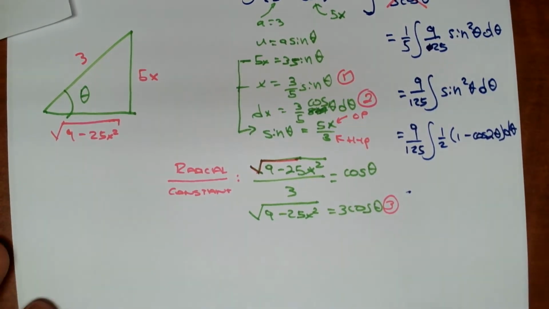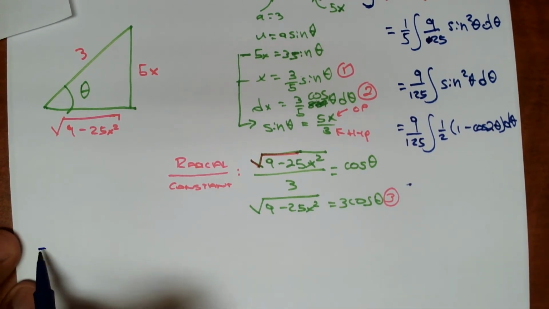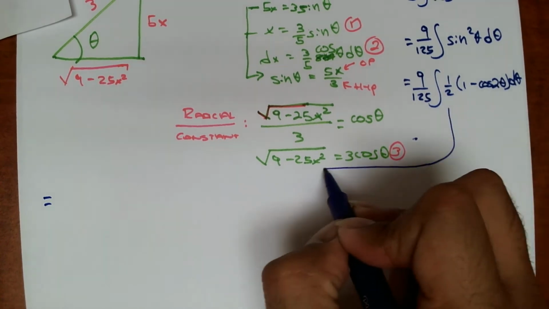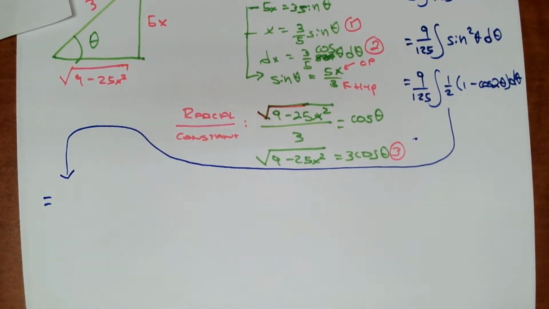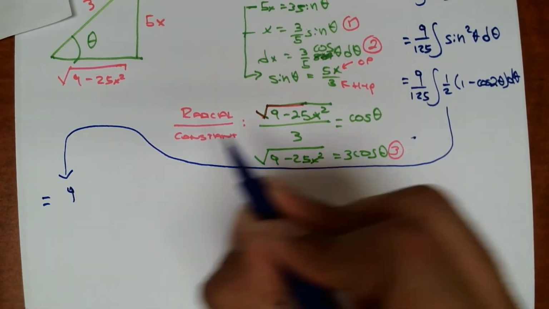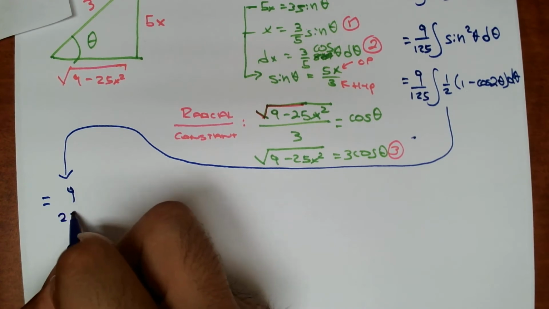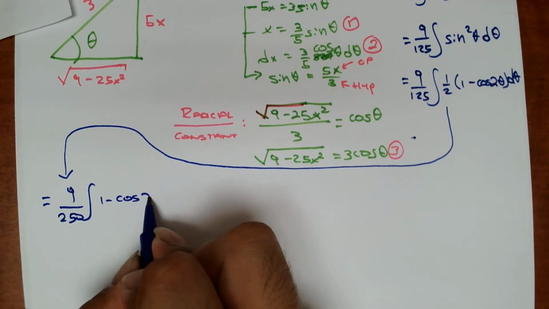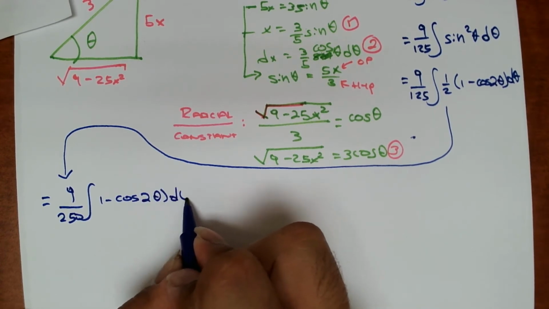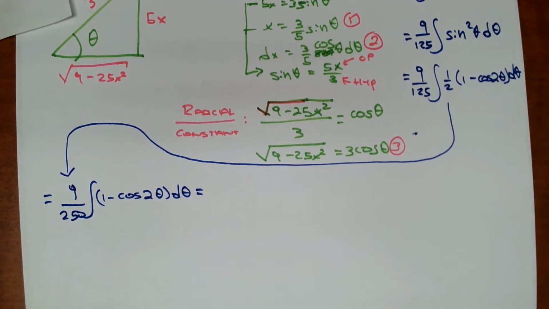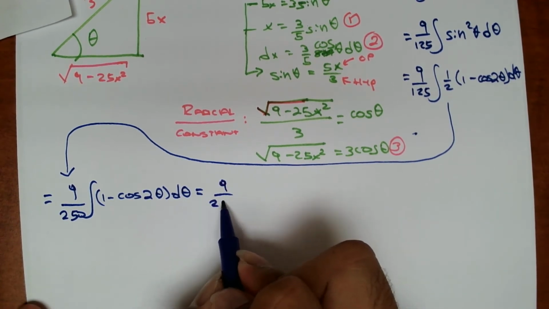And then from here, you know what, I need more space already. Let me go up here. So this will be 9 over 125 times 2, which is 250, and this is the integral of 1 minus cosine 2 theta d theta, which equals, in this case, let's split it into two integrals.